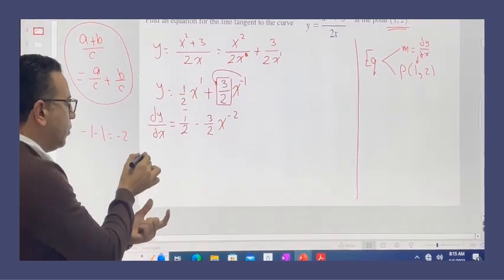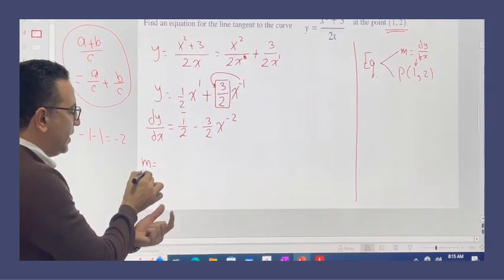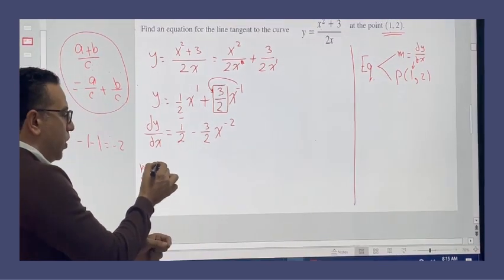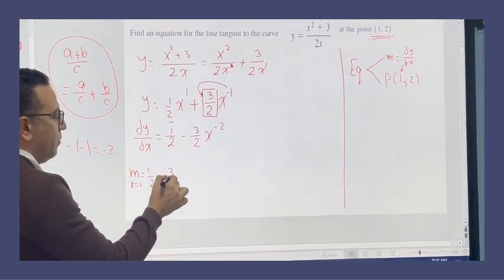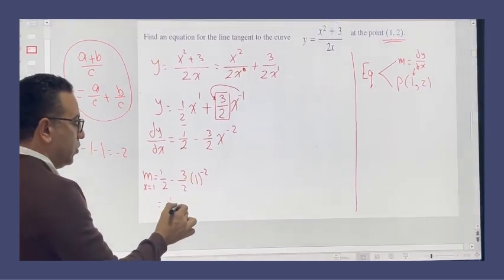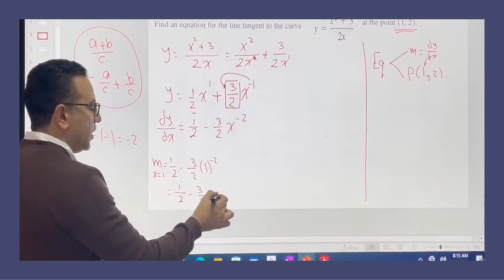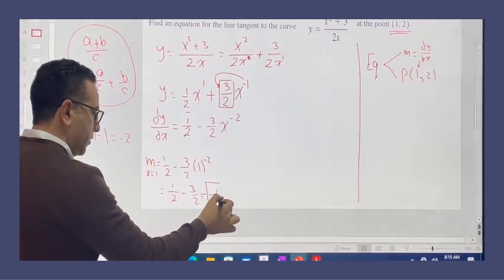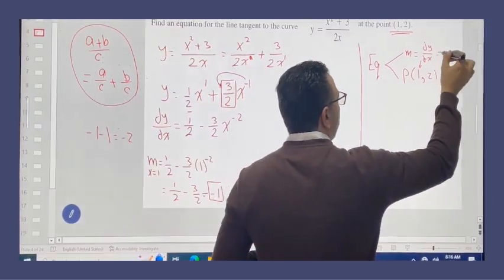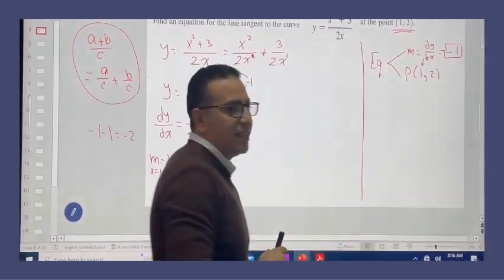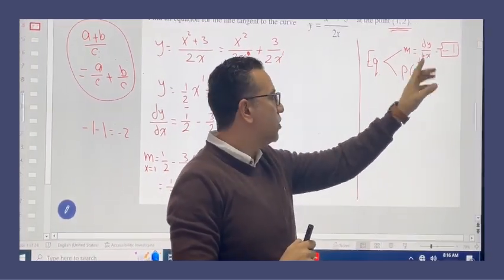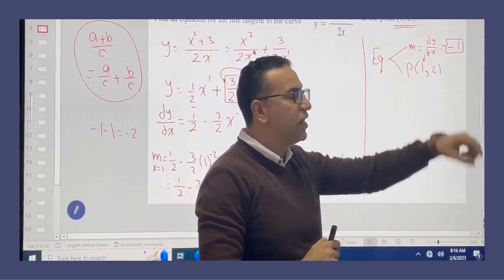Now I want to find the value of the slope. So I'm going to replace x with 1, because the given is x is equal to 1. So 1 over 2 minus 3 over 2 multiplied by 1 to the power of negative 2, which is 1 over 2 minus 3 over 2, equal to negative 1. So I go back to the equation. I have the slope now, negative 1. As I said before, to form an equation I need a point and a slope. Here the point is 1 and 2, and the slope is negative 1.